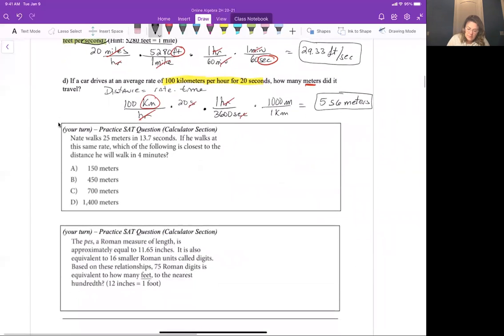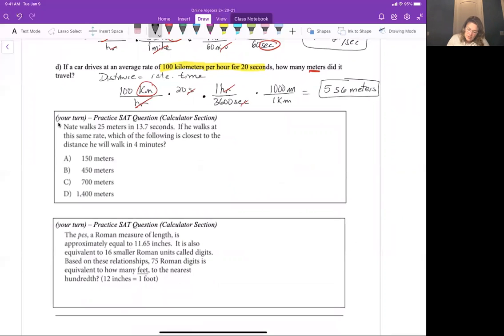Okay, a couple more practice SAT questions. Nate walks 25 meters in 13.7 seconds. If he walks at the same rate, which of the following is closest to the distance that he walks in 4 minutes? All right, so I have to figure this out. I've got 25 meters in 13.7 seconds. And I've got to multiply it times 4 minutes. Okay, so I've got to get these minutes and seconds to cancel so that I know the total distance.